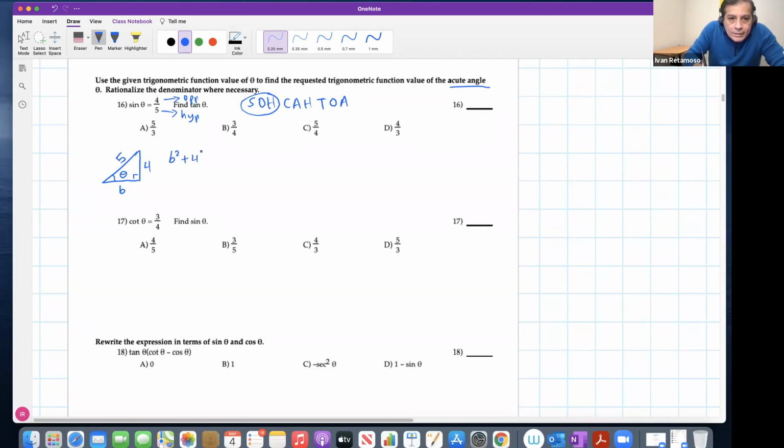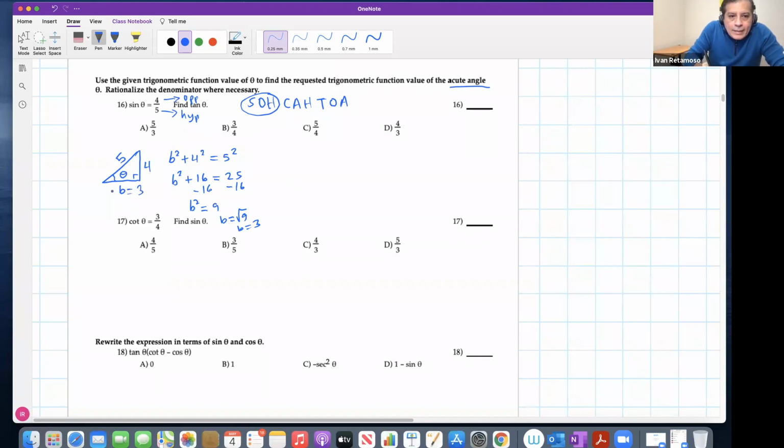We can find our missing base to complete our right triangle via the Pythagorean theorem. B squared plus 4 squared equals 5 squared. B squared plus 16 equals 25. Subtracting 16 from both sides, B squared equals 9. Then B is the square root of 9, which is just 3. B equals 3. Once you know the value of B, place it here.